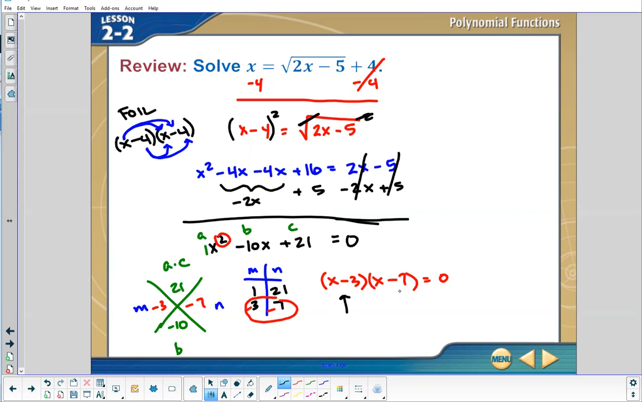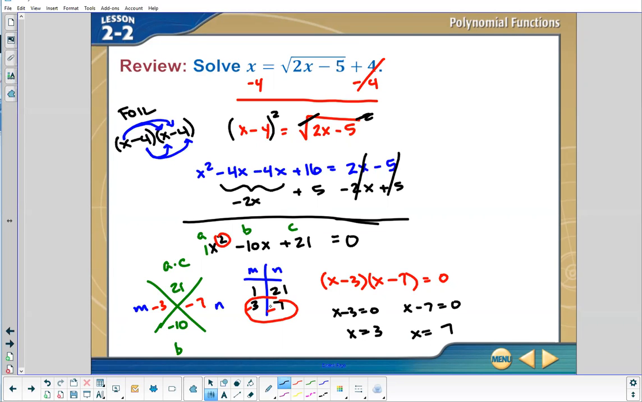Yeah, so really what you do is you set each one equal to 0. So x minus 3 equals 0. So you get that x equals positive 3. Or here, x minus 7 equals 0. And so we get that x equals positive 7. So we have 2 answers this time. 3 and 7.